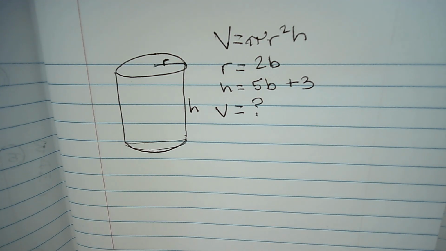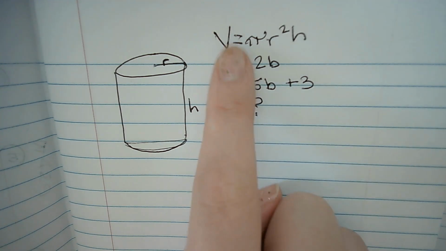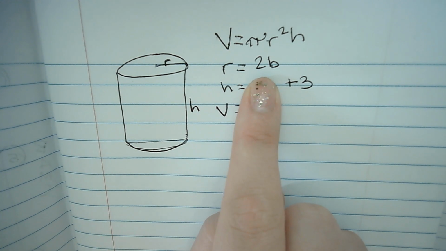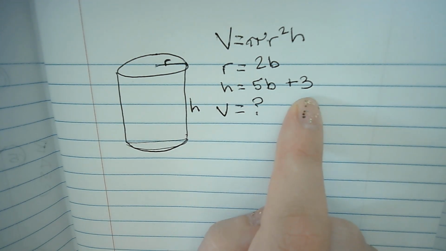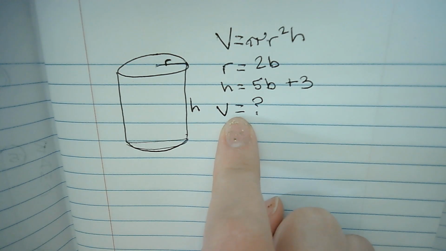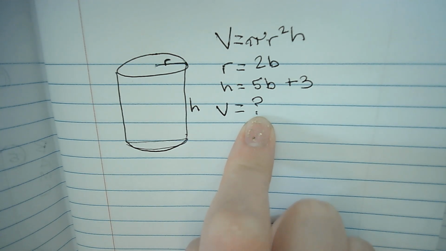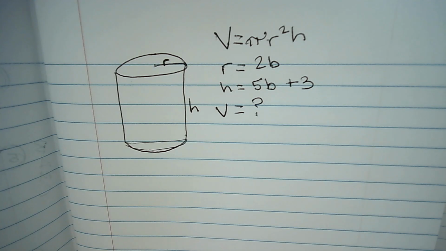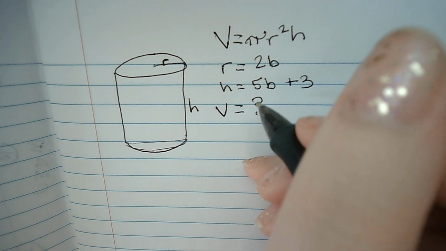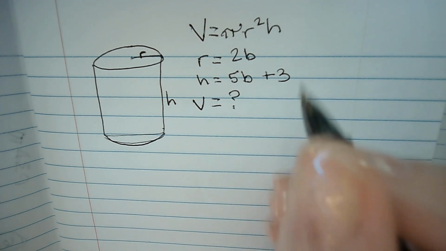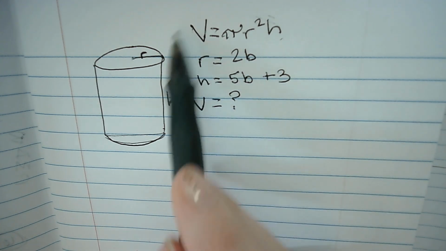The formula for the volume of a right circular cylinder is V equals pi r squared h. If r equals 2b and h equals 5b plus 3, what is the volume of the cylinder in terms of b? What that means is we need to have b in our expression or our answer. We're not trying to solve for a value for b. So this one comes down to what we already did before in a substitution, like system of equations kind of thing.